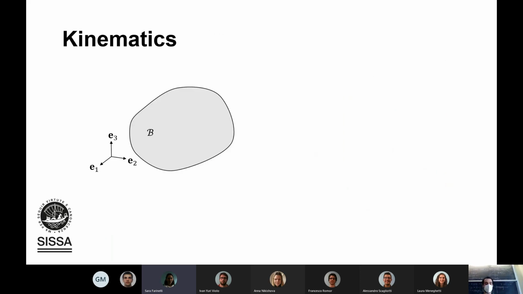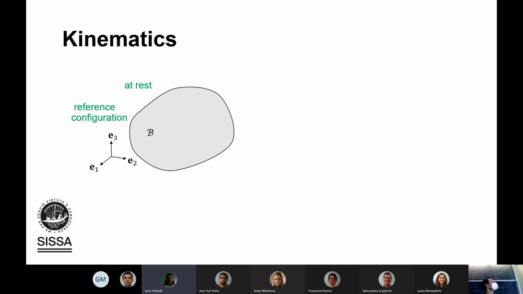So suppose we have a body which we name B. And this is what we call the reference configuration. And this reference configuration is supposed to be at rest. At rest in the sense that we imagine that no external forces are acting on the body, so no internal stresses are present inside the body.